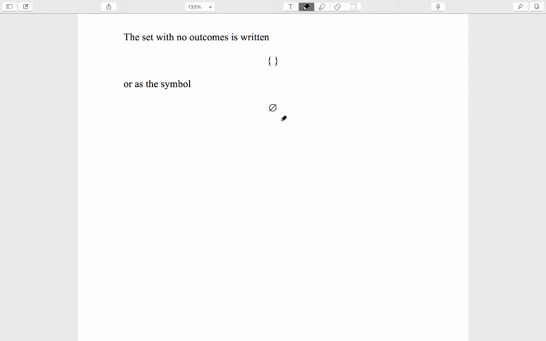Right now, it may be hard to see why the set with no outcomes in it would be useful to talk about as an event, because it seems to be the event that nothing happens, and it's impossible that nothing happens when the experiment is performed. Yes, that's exactly right. It is impossible that nothing happens when the experiment is performed. And we will see that the probability of this strange event is 0.